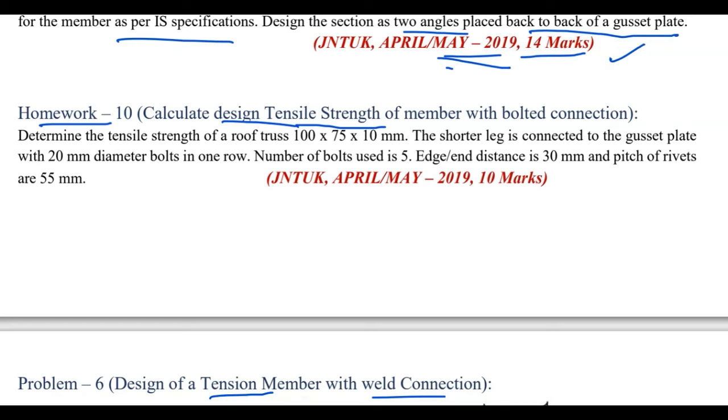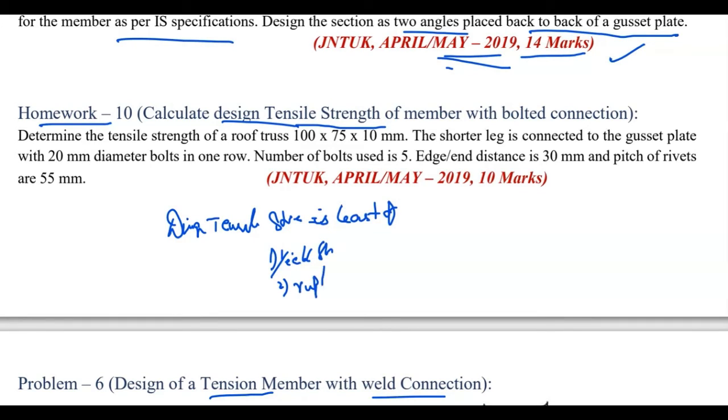So you know what the design tensile strength is. Design tensile strength of a member is the least of what? Yield strength, rupture strength, and the third one is block shear strength. Among these three, whichever is the least, that value is the design tensile strength of the tension member. So you can just find it out from this.